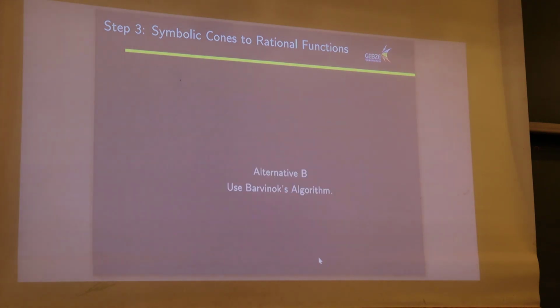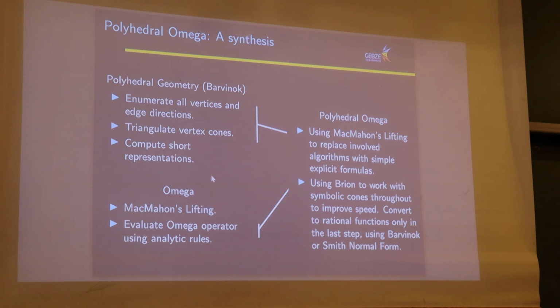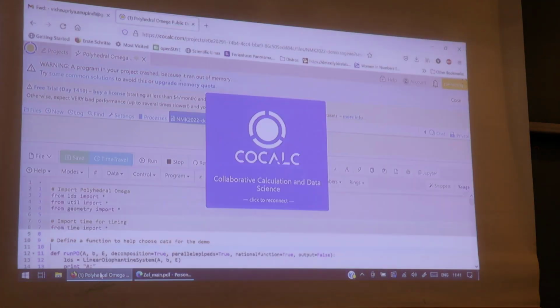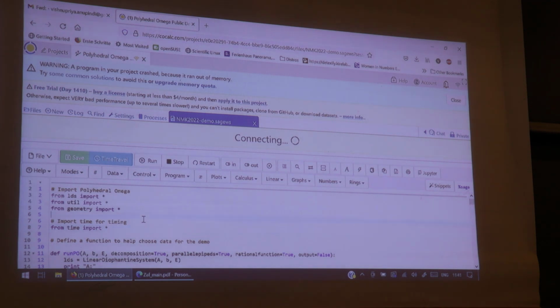Okay, now, are there questions? So essentially what the polyhedral omega is doing is, instead of, this would be the polyhedral geometric approach. We first enumerate all vertices, all edge directions, we triangulate our cones, and we compute rational functions. And the partition analysis approach is to do the McMahon lifting and then evaluate the operator using analytic rules. But what we do here is instead of doing the complicated polyhedral part, we just do McMahon lifting. And instead of doing the analytic evaluation, we use the geometric decomposition. But that's all nice. But what's even better is to see it working, hopefully.